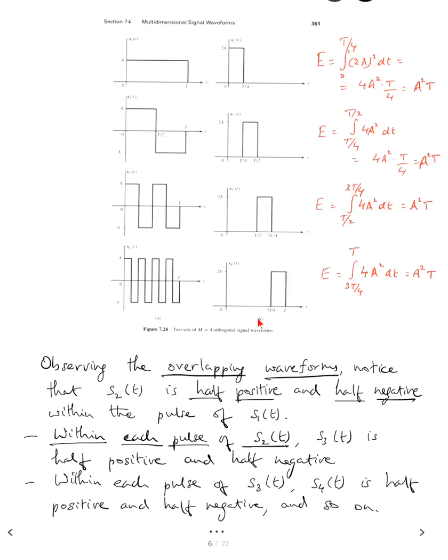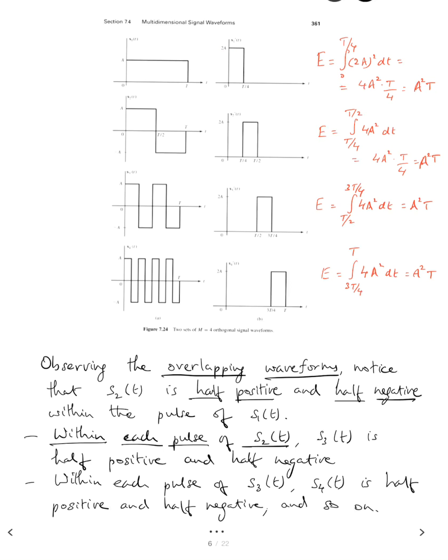Similarly here we have non-overlapping signals, where we have a duration of t, but since we need 4 signals here, we divide the interval t into 4 parts. So 0 to t by 4, t by 4 to t by 2, t by 2 to 3t by 4, and 3t by 4 to t. So we have divided the interval t into 4 parts. That means each interval is t by 4 in duration.